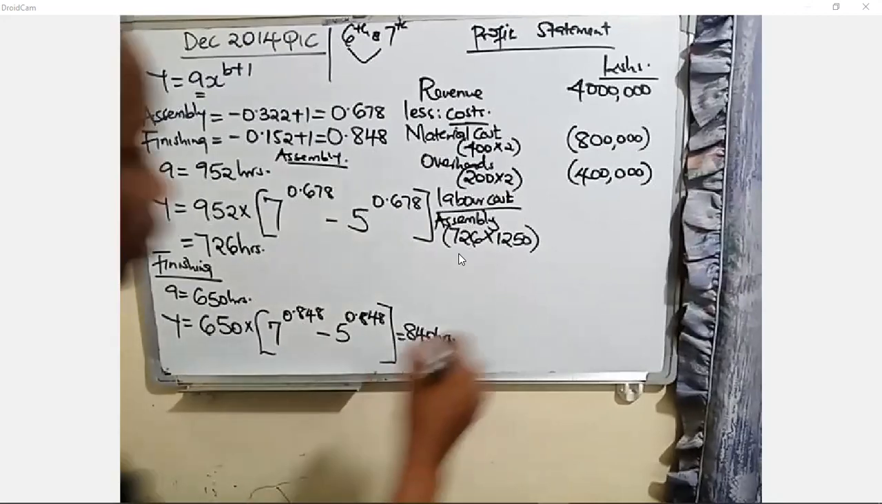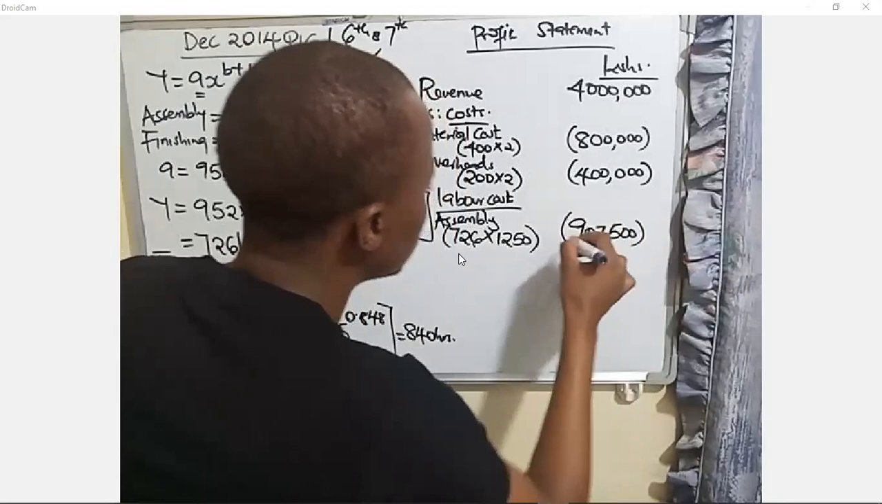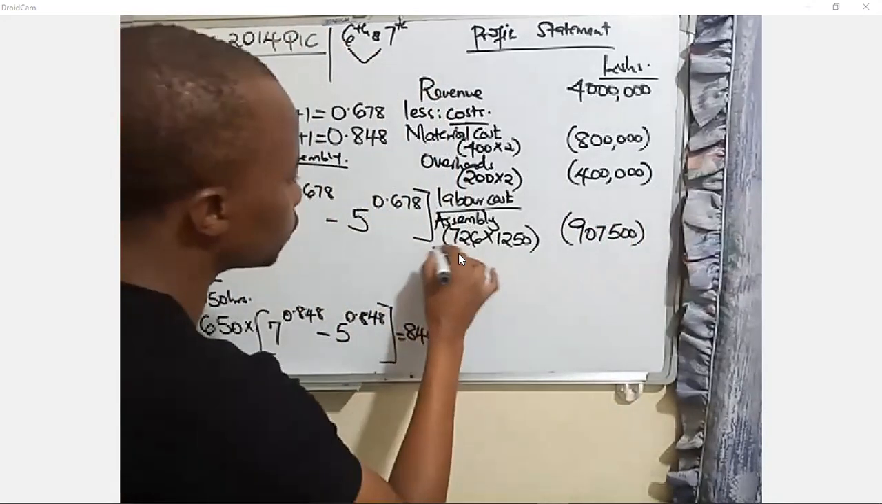907,500. 907,500, right? Then we have finishing.